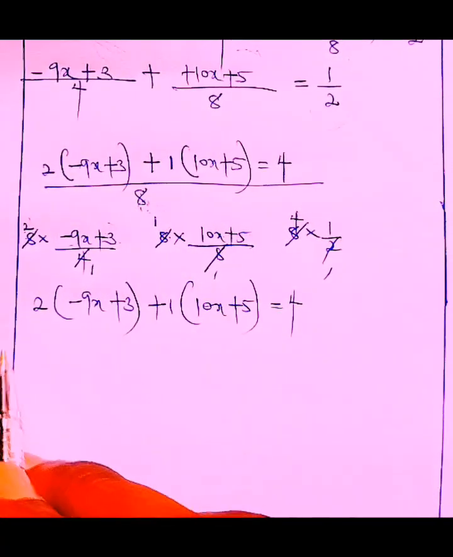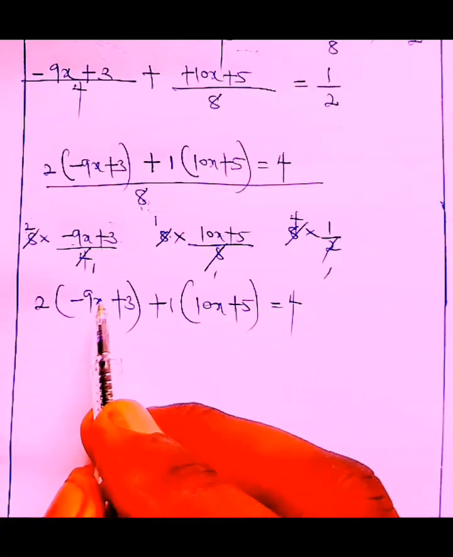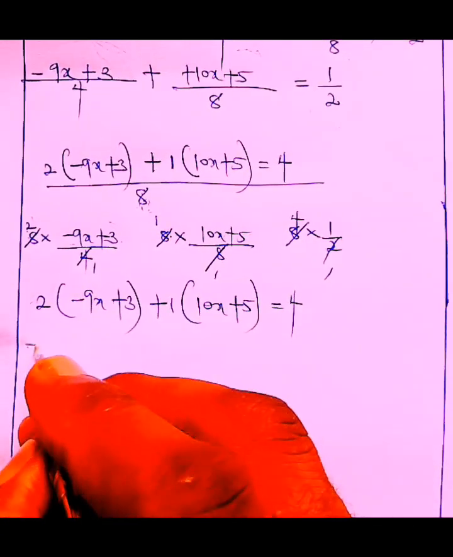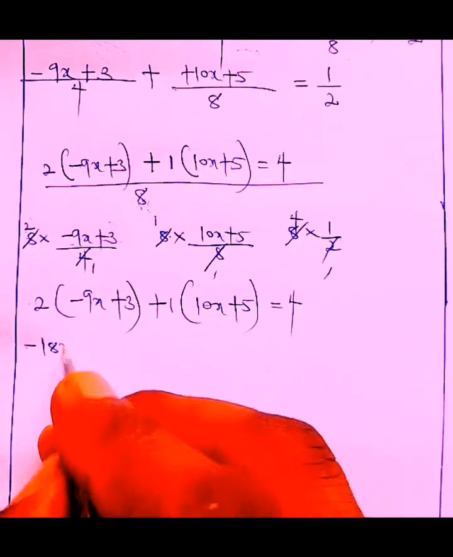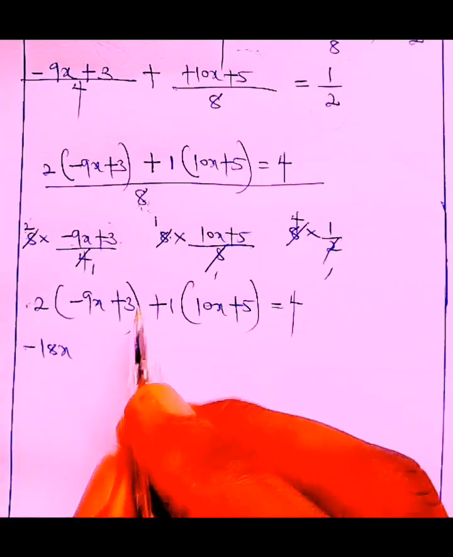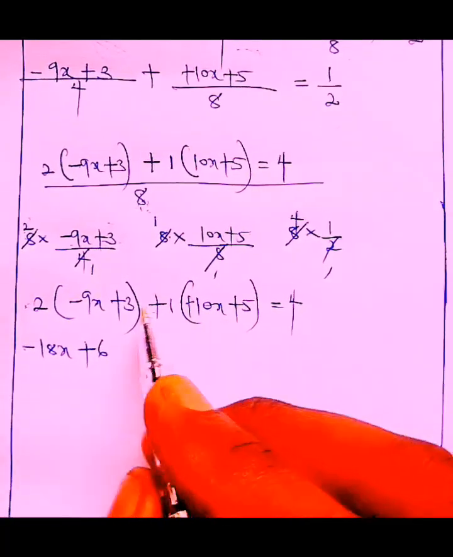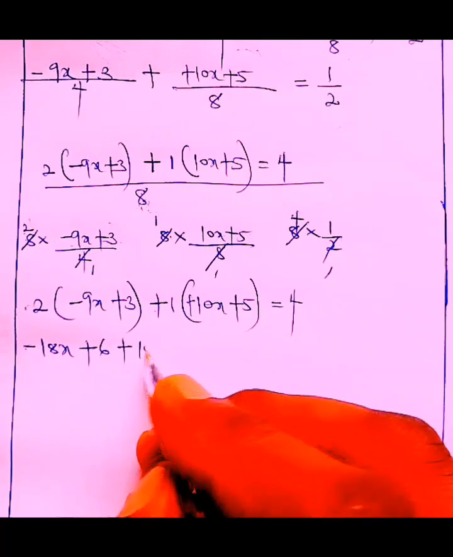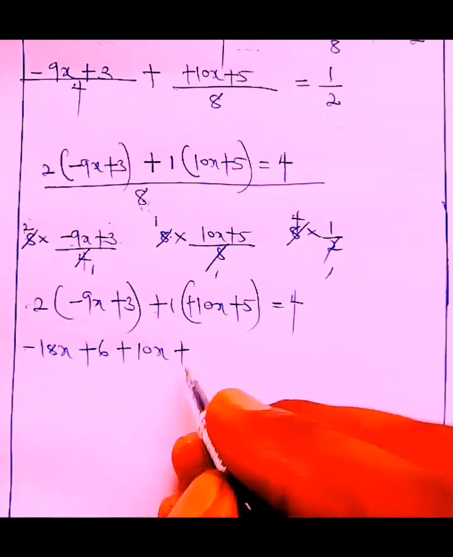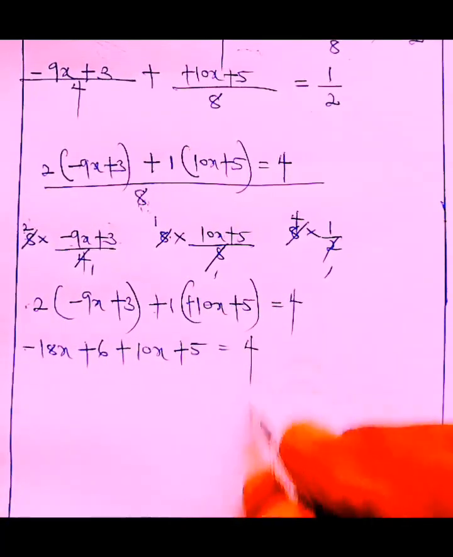So right now, it's high time we got this expanded. So plus 2 times minus 9x, plus is minus, 2 times 9 is 18x. Plus 2 times plus 3 is plus 6. Plus 1 times plus 10, plus and plus is plus, 1 times 10 is 10x. Plus 1 times plus 5 is plus 5. Then we have 4 right here.